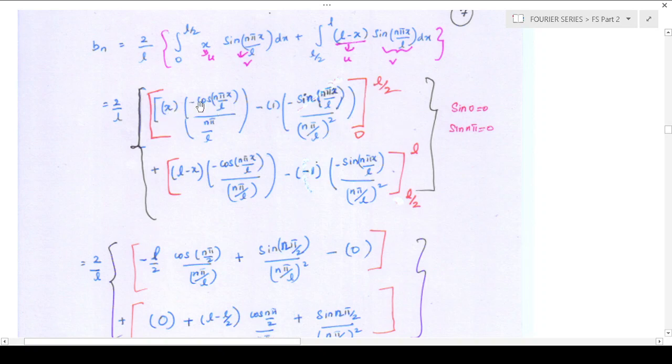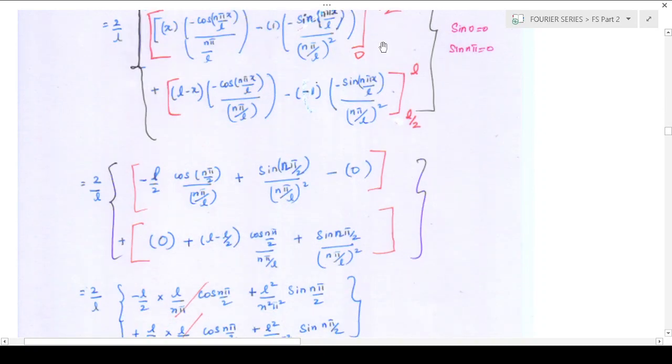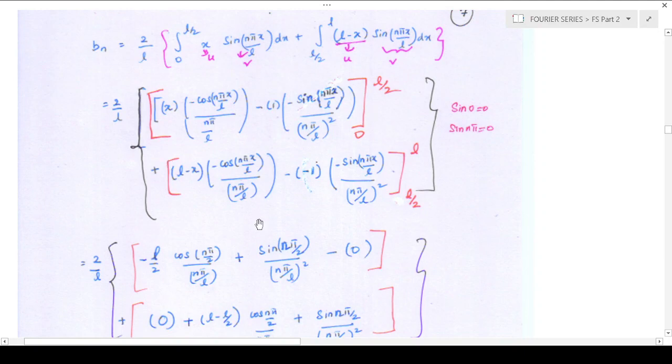So L minus, this term is minus into plus, minus L by 2 cos n pi by 2. If you apply L by 2, L and L will be cancelled. Cos n pi by 2 by n pi by L. Minus of minus is plus: sin n pi by 2 divided by n pi by L the whole square. Lower limit is 0, as already we discussed.